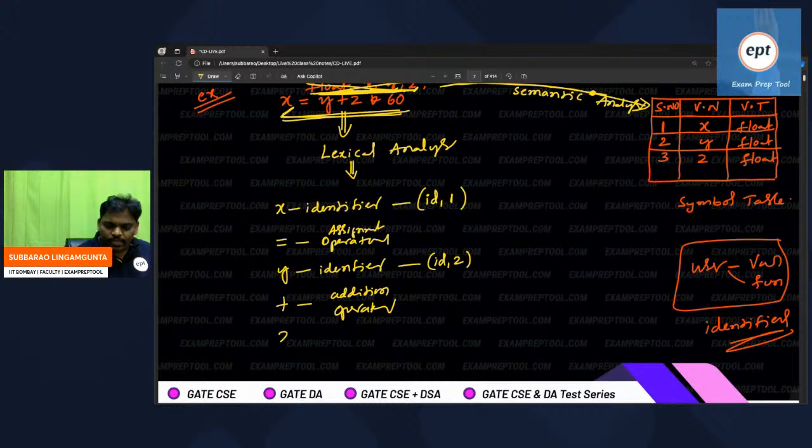Next one, Z came. Immediately Z says, I am an identifier. Immediately the lexical analyzer will say, if you are an identifier, just wait, I have to check in the symbol table. It is available in the symbol table, an identifier. So ID, 3.